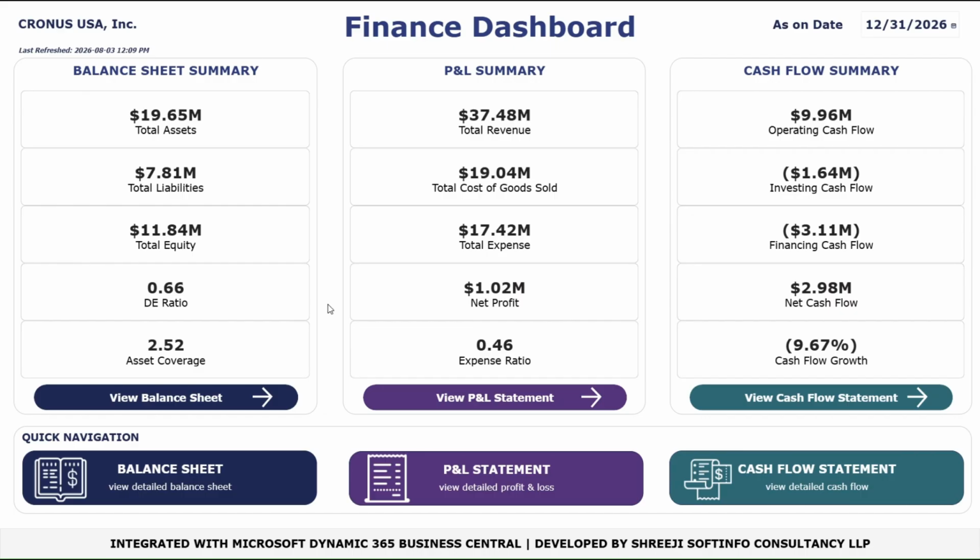Instead of spending hours preparing spreadsheets and manual reports, you can instantly analyze your organization's financial performance with accurate, real-time information, enabling faster and more confident decision-making.